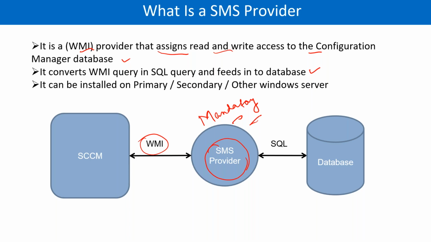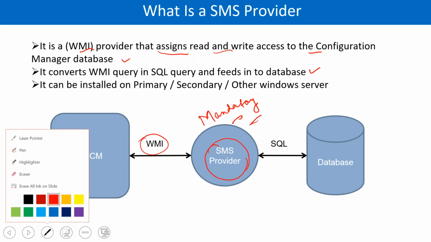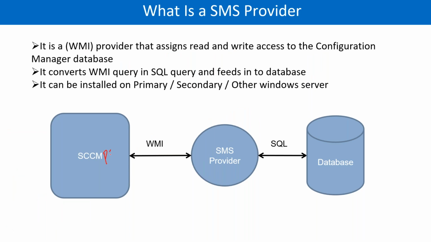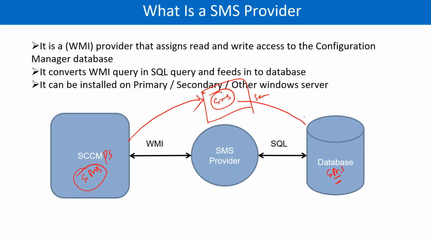It's a mandatory role. Where will you install this? You can install this on the primary site, this SMS provider, or you can install this on the database. Suppose the database is on a separate server, or you can install it on a separate server. Let's say there is a separate box. You can install the SMS provider there. SCCM will communicate and send all the queries here, I mean the WMI language query, a script, and it will convert to SQL and feed into the database like this.